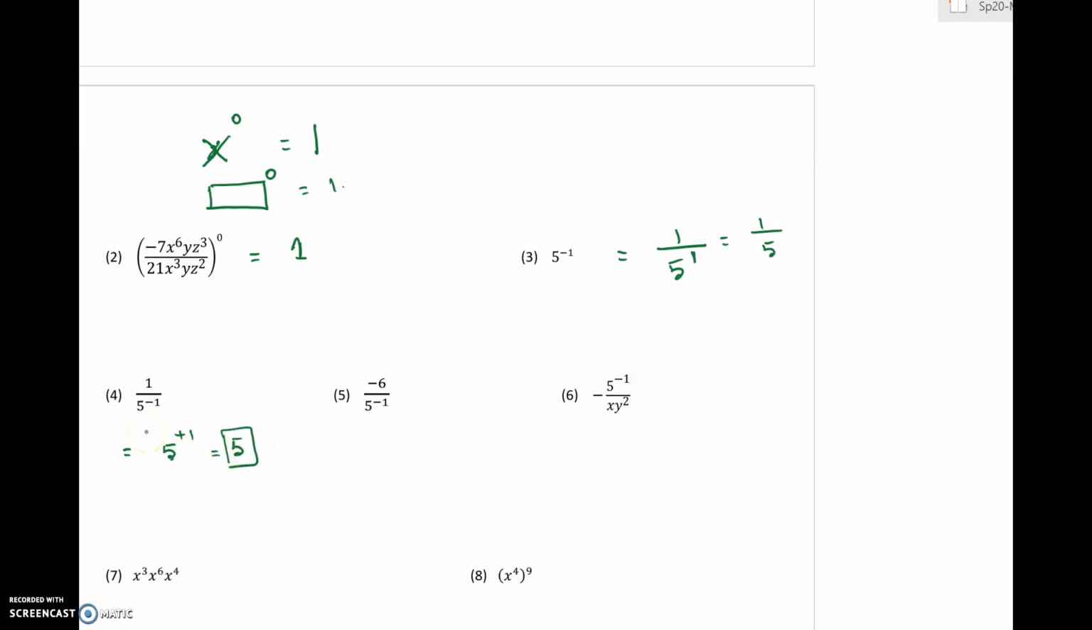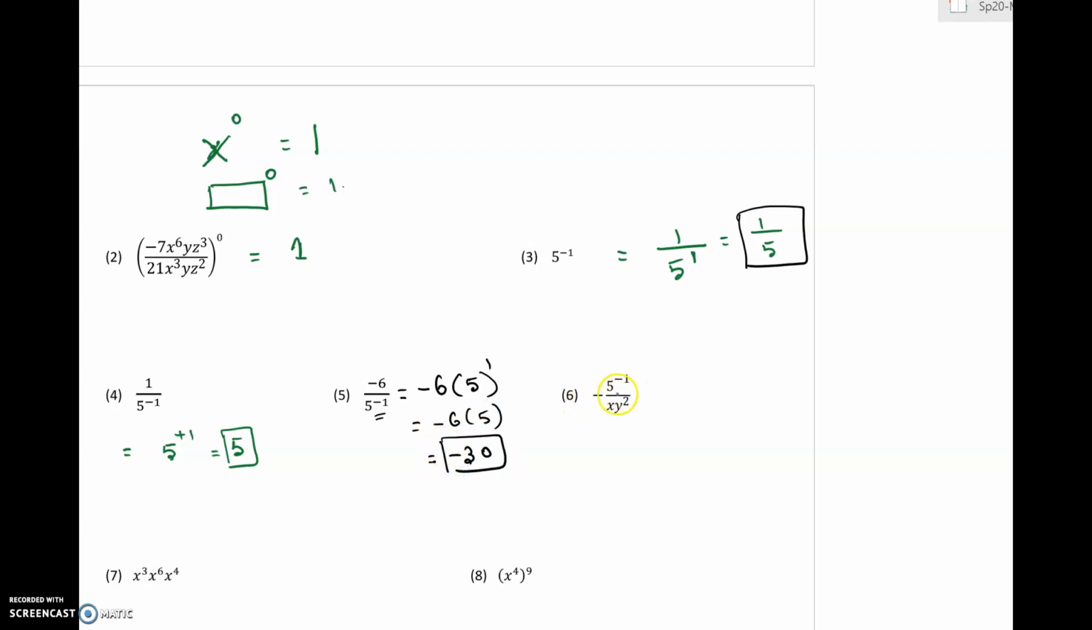So if the numerator has a negative exponent, you can bring it down and make it positive. If the denominator has a negative exponent, you can move it up and make it a positive exponent. Now we have negative 6 over 5 to the negative 1. The negative 6 on top stays as negative 6, that doesn't change. And this 5 to the negative 1 below becomes 5 to the positive 1 in the numerator. So it is negative 6 times 5, which is equal to negative 30.